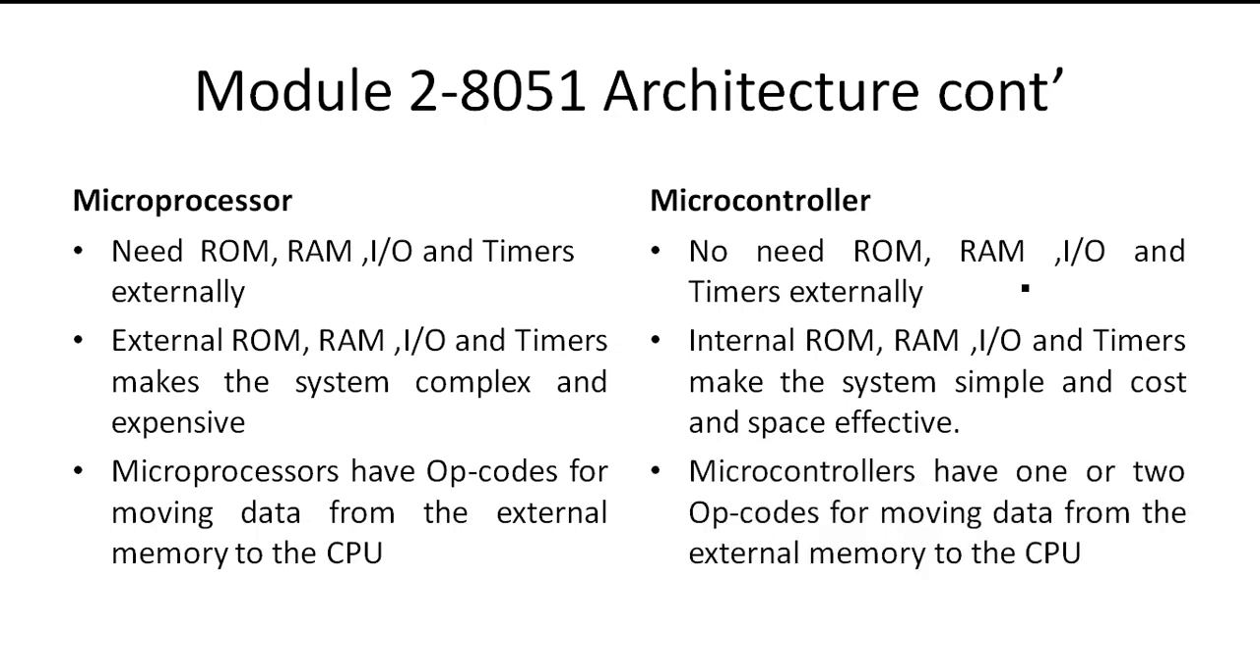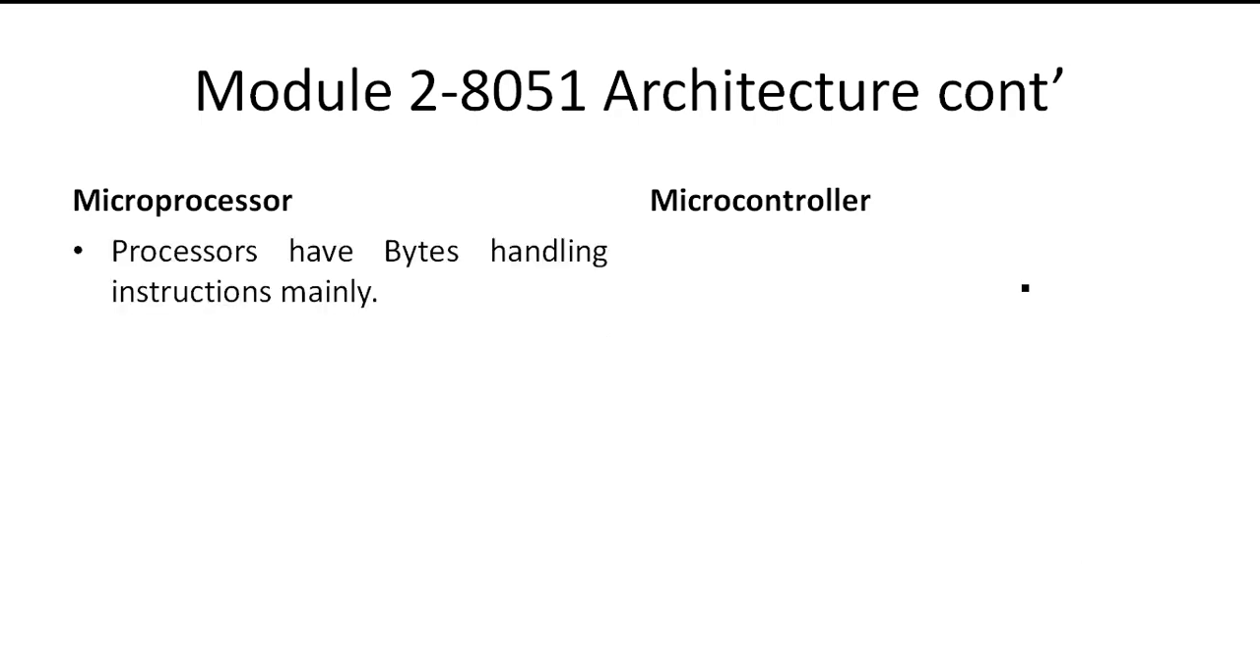And microcontrollers have one or two opcodes for moving data from the external memory to the CPU. Why? Because here most of the code and data are residing within the microcontroller itself. Okay, so that is the important point as far as the microcontroller is concerned. Another set of comparisons or differences.